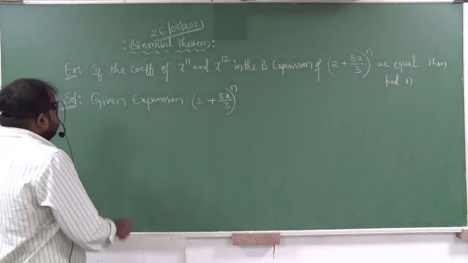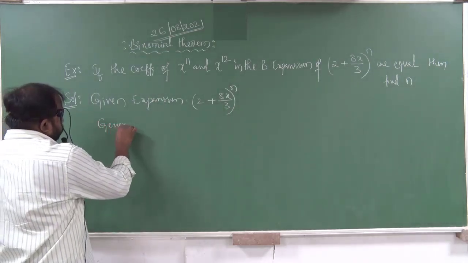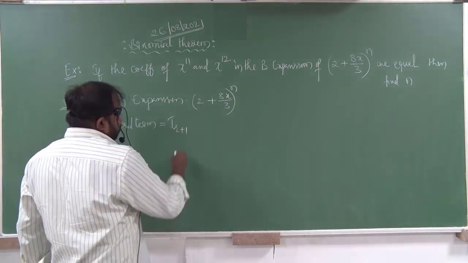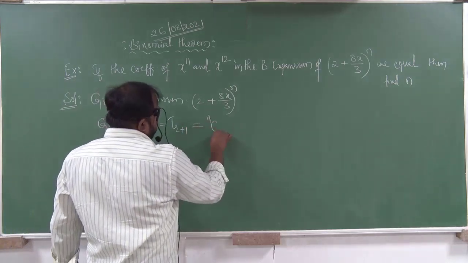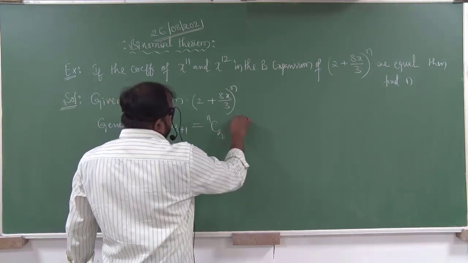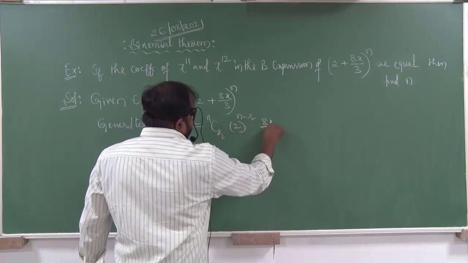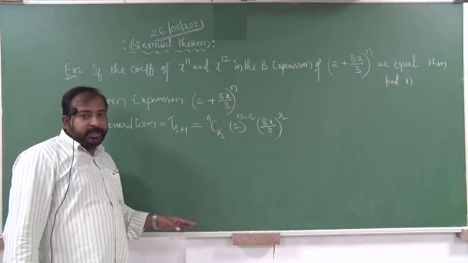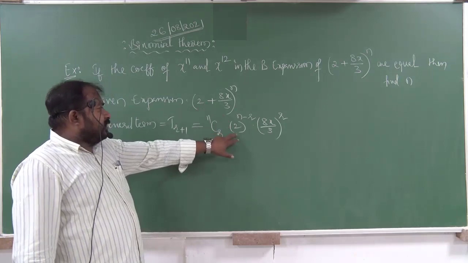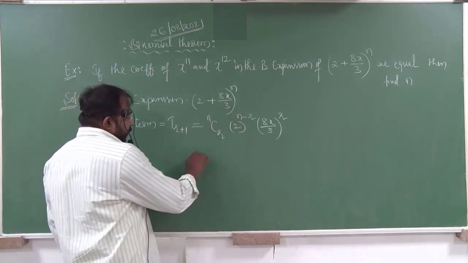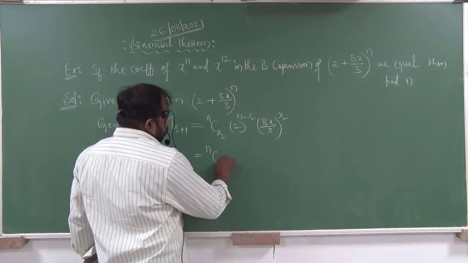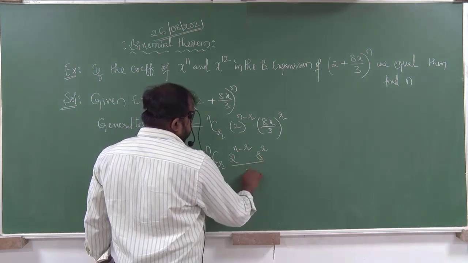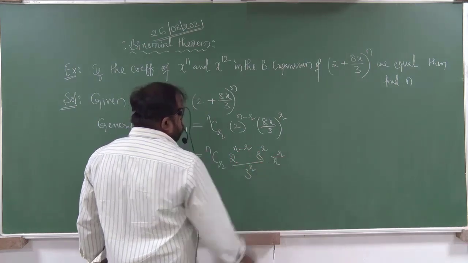Now first you can write the general term. What is the general term? T(r+1) is equal to nCr into 2 power n minus r into (8x by 3) whole power r. Got it now? General term means nCr into a power n minus r into b power r. Which means I can get nCr 2 power n minus r, 8 power r by 3 power r into x power r.